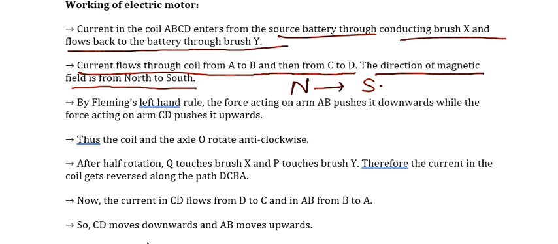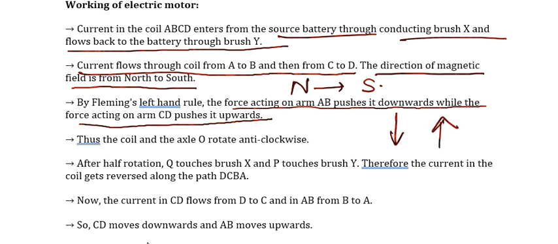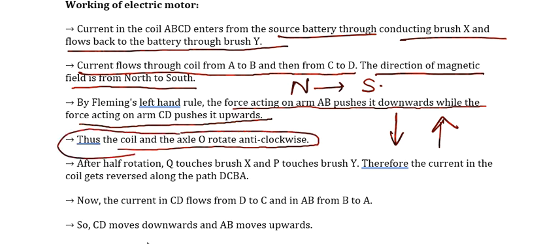By Fleming's left hand rule, the force acting on arm AB pushes it downwards. The force acting on arm CD pushes it upwards. Downwards means this one, upwards means this one, you know very well. Thus the coil and axle O rotate anti-clockwise. After half rotation, Q touches the brush X and P touches brush Y.